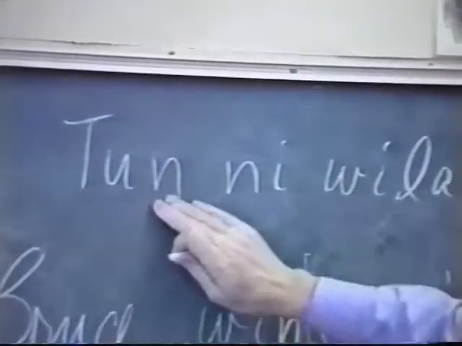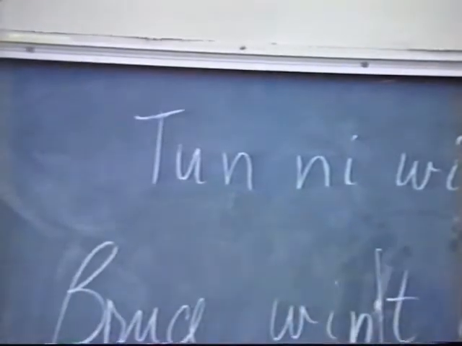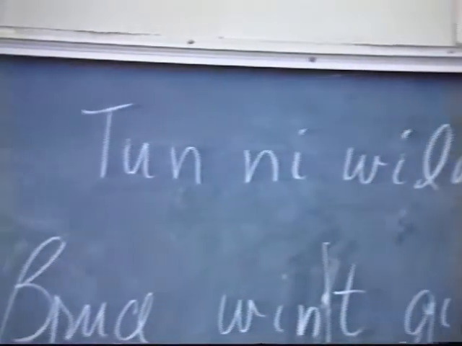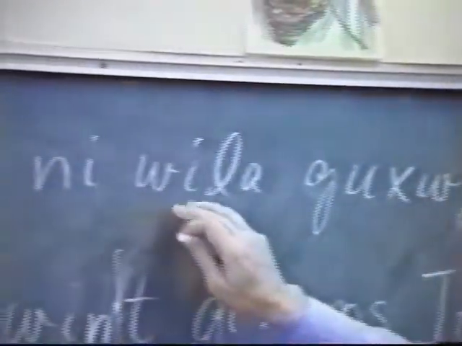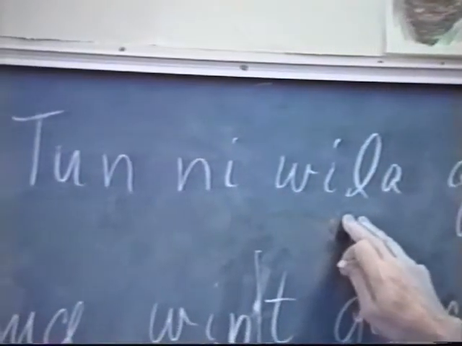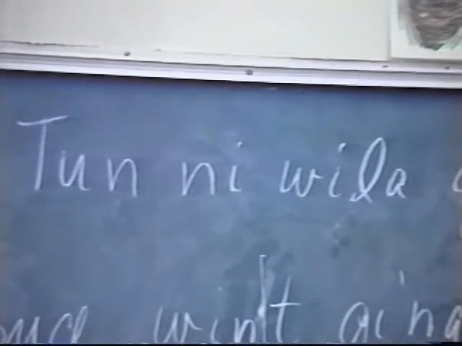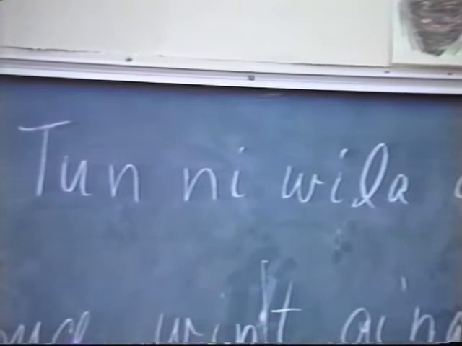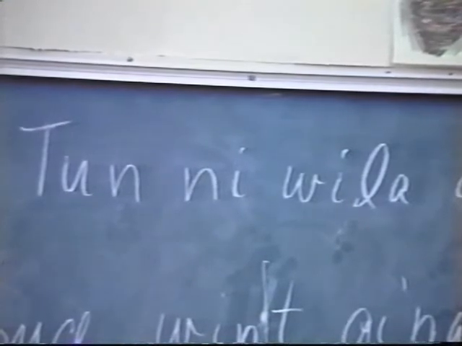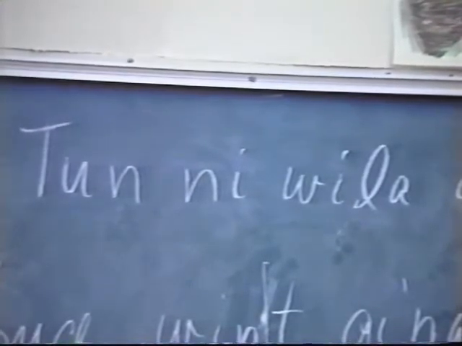Okay, now this is a focus sentence then. Tun niwala guht. Notice we have the this. Instead of having win or will there, we have willa. Willa is a subordinator that means, you know, in a particular manner.